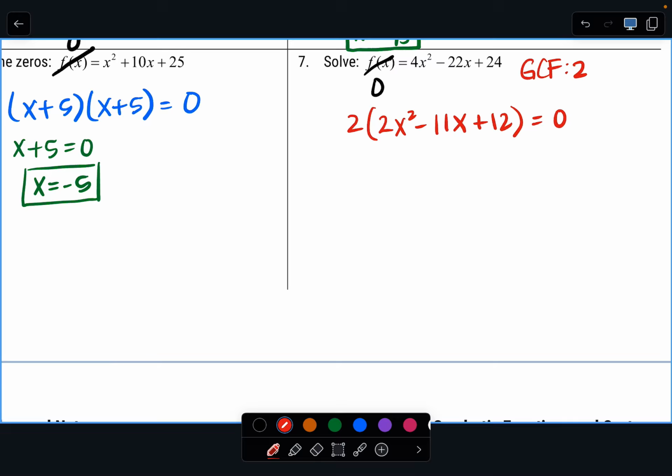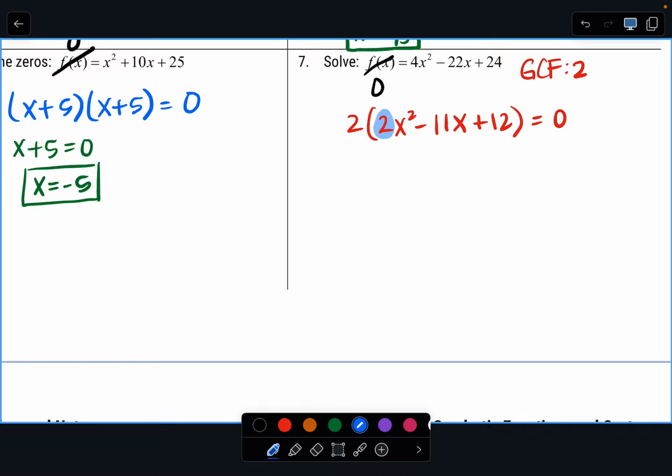And if you're not sure if you took out the biggest GCF, when you get to this parentheses part, you can always double check if there's still something in common. When I look at 2, 11, and 12, they've got nothing going on. So I know 2 was the right answer. So now I'm going to go in. I notice that A is currently equal to 2, so I cannot use the shortcut. I have to go the long way.